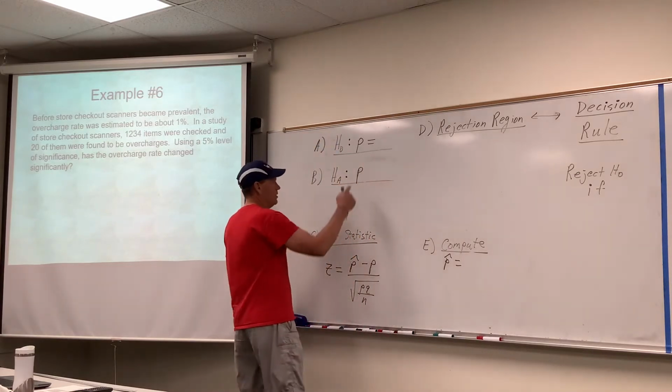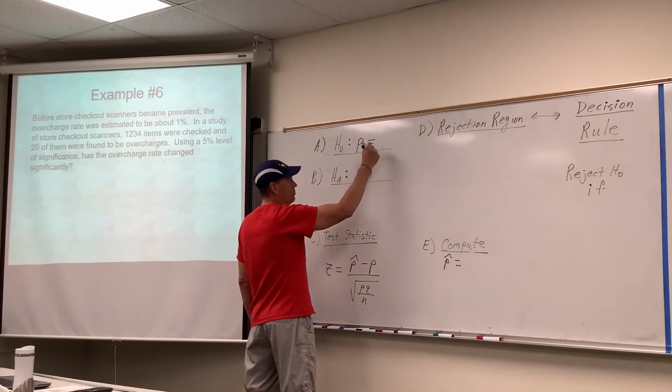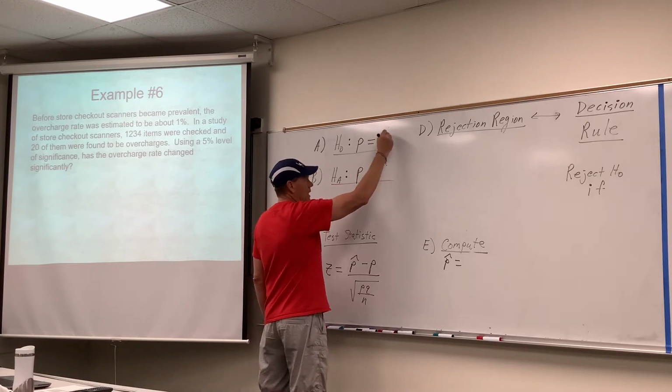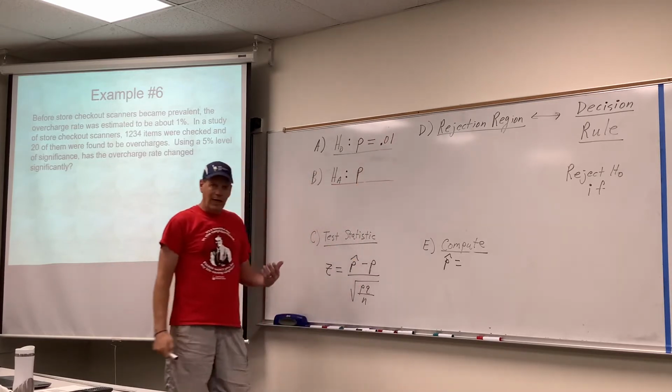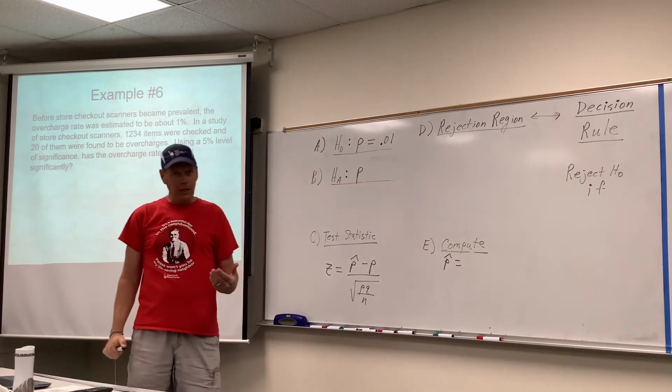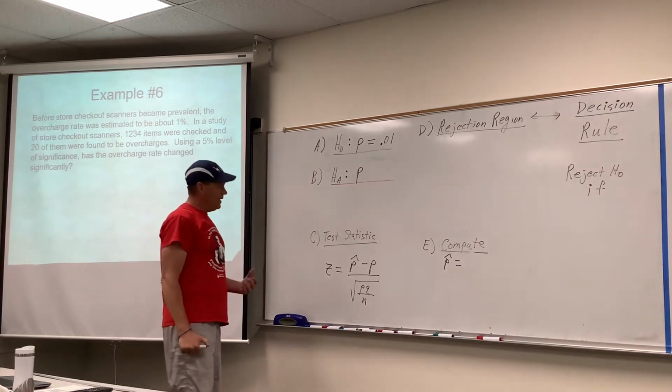Basically what we're saying is the percentage of the time that we overcharge people was equal to 1%. This was before we had checkout scanners, okay? So that's the percentage of the time.